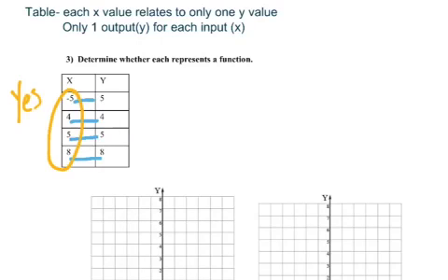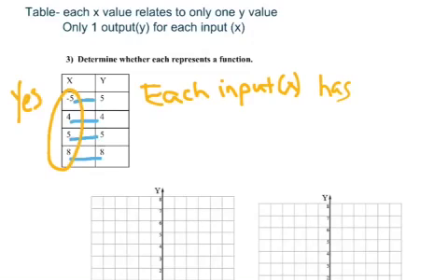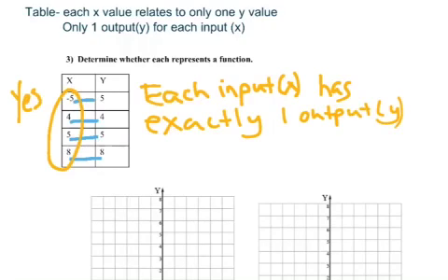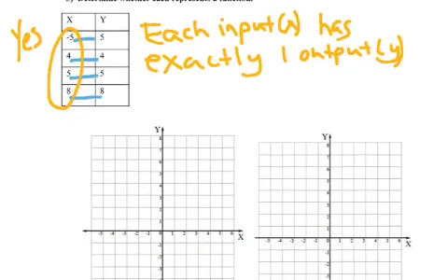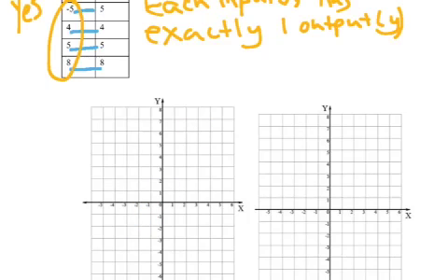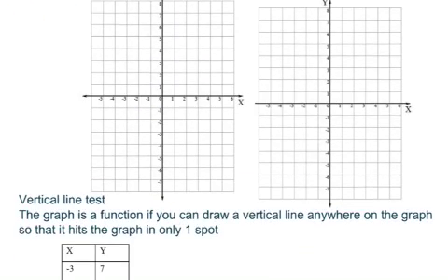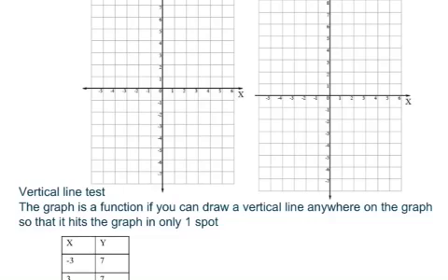So remember, for it to be a function in a table, each input, remember which is your x, has exactly one output, which is your y. Another way to determine if a table is a function, we could literally graph it, which I'm going to be doing right here in a moment. But to talk about graphing before we actually do it, if I give you a graph, it's actually easy to see if it's a function because it has to pass something called the vertical line test.